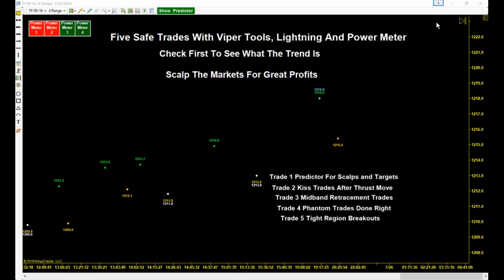All right. First of all, just like we did a minute ago, you want to actually check to see what the trend is. Well, we make that really easy because we have things on our charts that actually show those. And our power meter will keep you on the right side of the trade too. Notice the power meter is actually showing power meter 3 and 4 is green. So what trade are we really looking for on this chart?